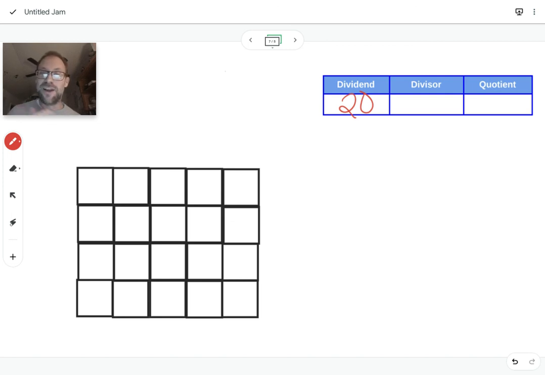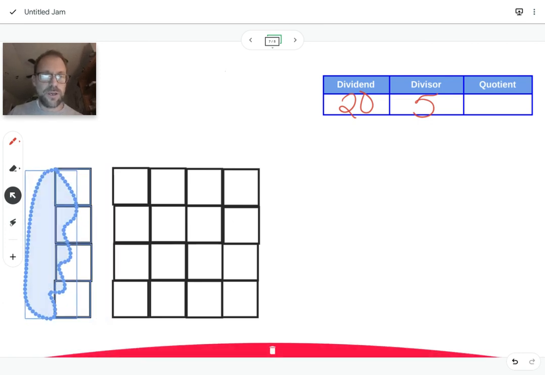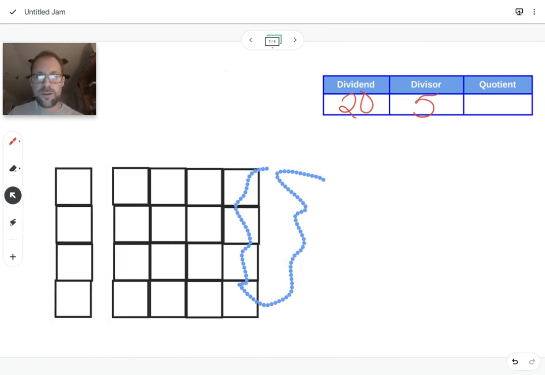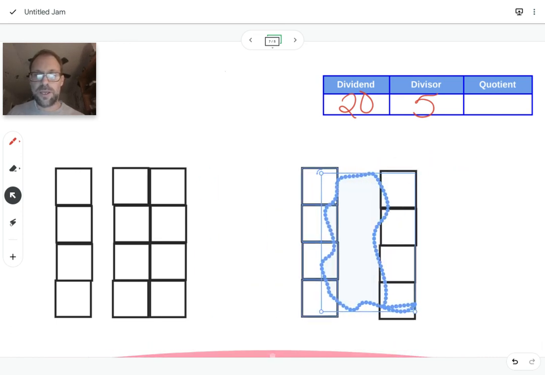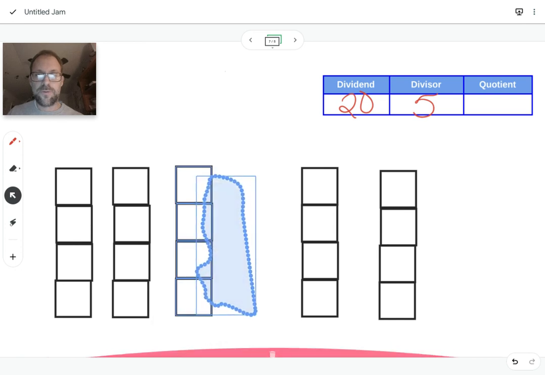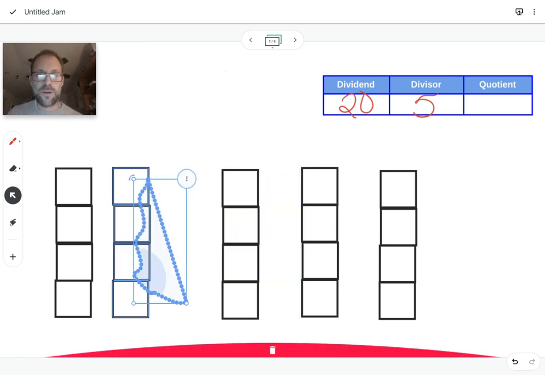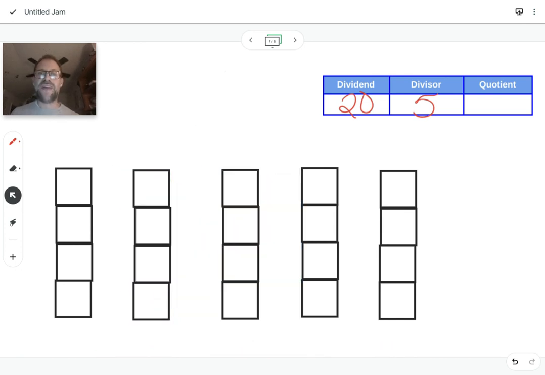Okay. Is your other divisor 5? Did you say we could break 20 up into 5 equal groups? We can, right? So let's check it out. We could break up 5 this way, right? Let's see. We have 1, 2, 3, 4, 5. Now we have 5 equal groups.